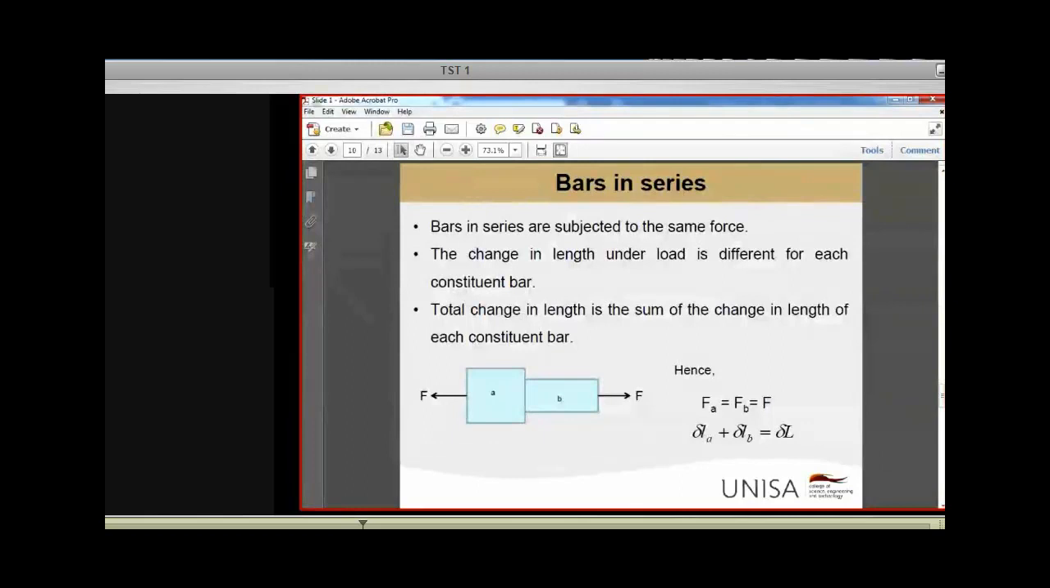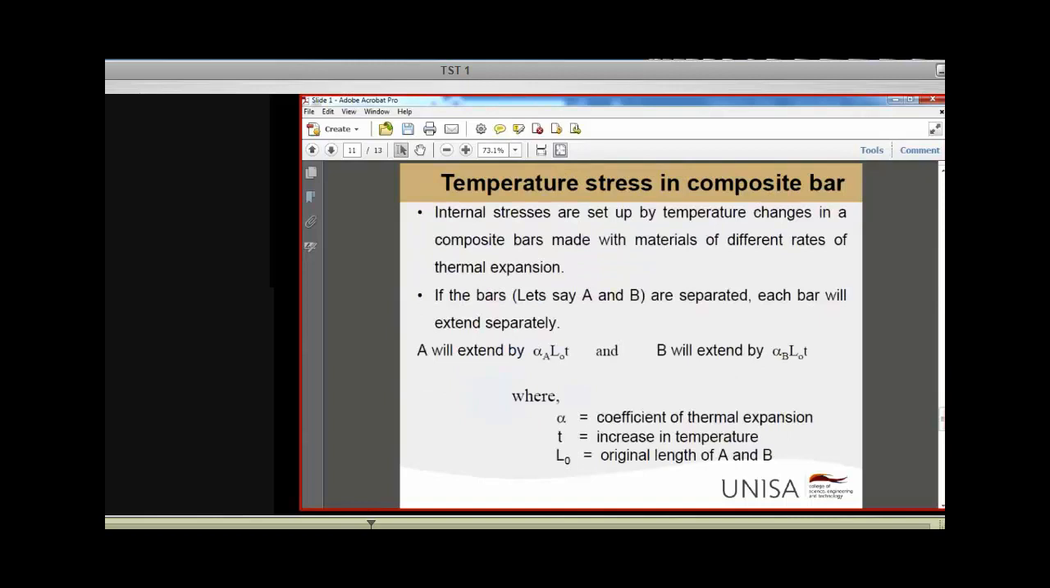So you have to understand that when you are solving a problem, you have to first understand what kind of composite bar this is and in what way they have been arranged. So if they are arranged in series, then it gives you a different scenario than being connected together. Now, another thing that happens between composite bars is what we call the temperature stress, such that when there is a change in temperature, either it is increased or decreased, it affects the stress that takes place within the bar.